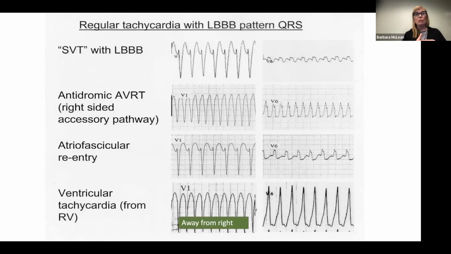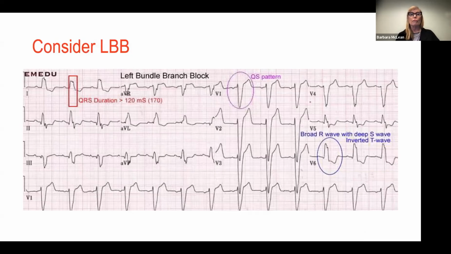So just remember, all of this is showing you current is going away from the right and towards the left. That means that it's all relatively downwards in your right-sided lead V1 and all relatively upwards in your left-sided lead V6. That makes you think a left bundle branch block pattern. It could also be VTAC, but again, if the patient's unstable, we will cardiovert.